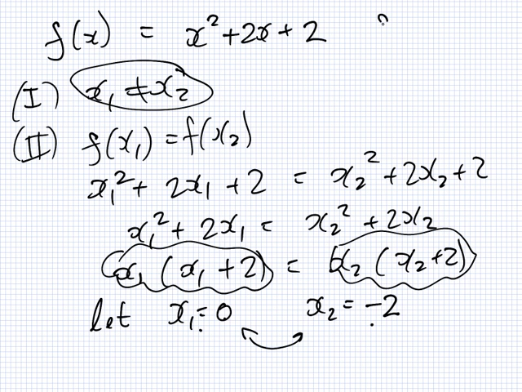So let's go back to the beginning. Let's calculate f of 0. What's f of 0? 2. And let's calculate f of minus 2. Minus 2 squared? 4. Minus 4? 0. Plus 2? 2. Many to 1.